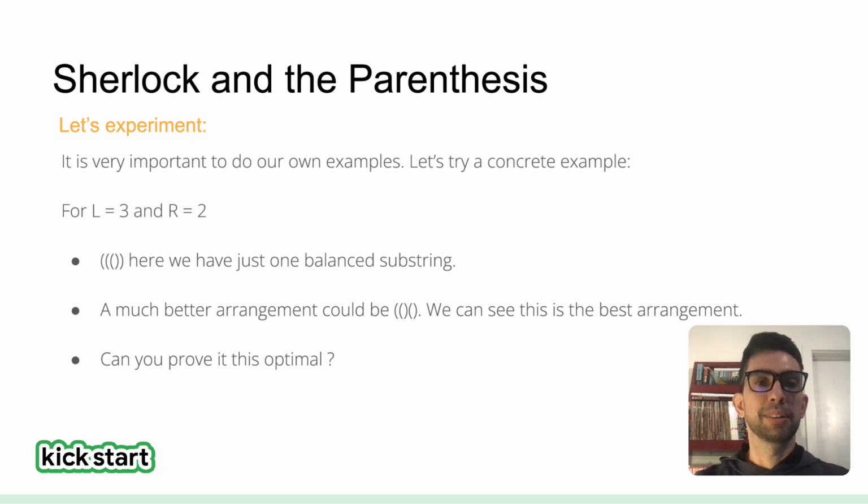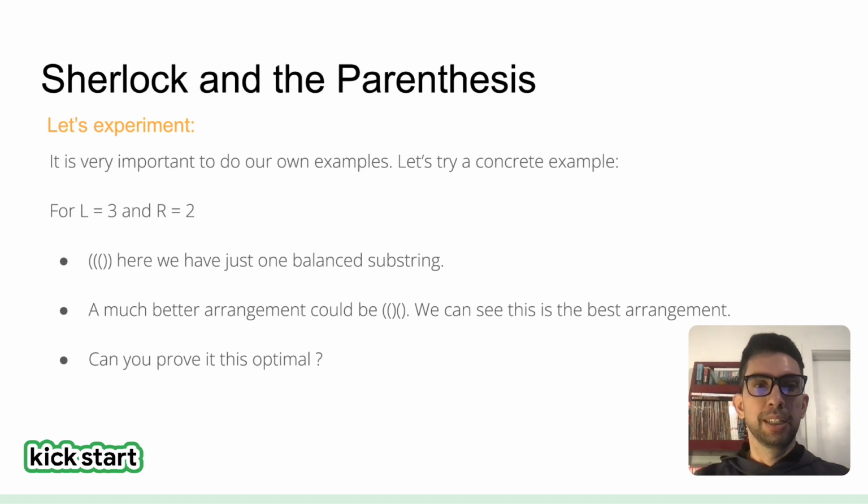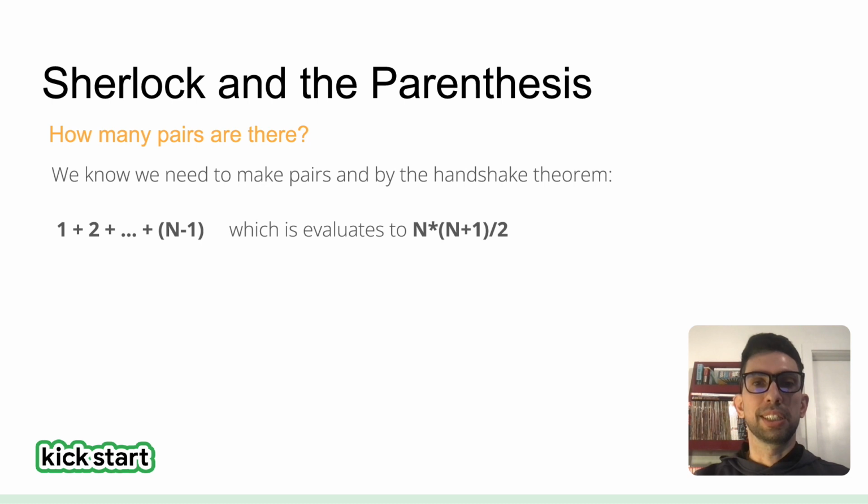Take a look at the slide. We can have the first arrangement where we have only one balanced substring. Or we can have a much better arrangement like the second one. I think we can imagine this is the best we can do. Can you prove this is optimal? So, how many pairs of parentheses are there?